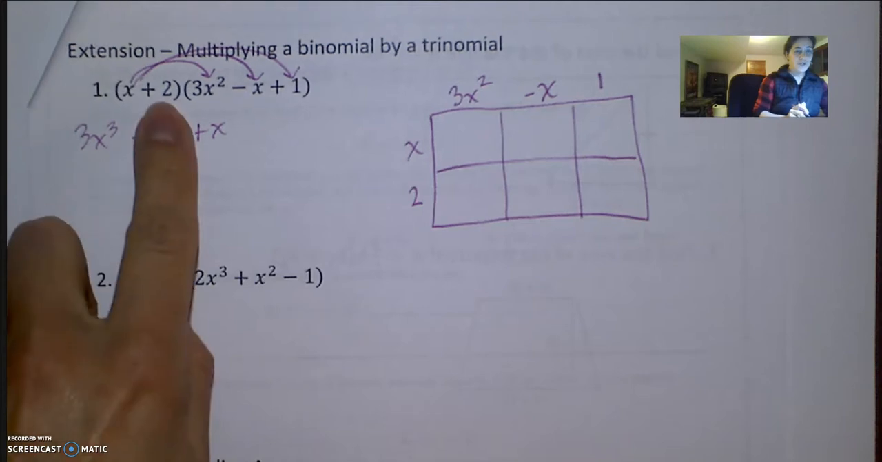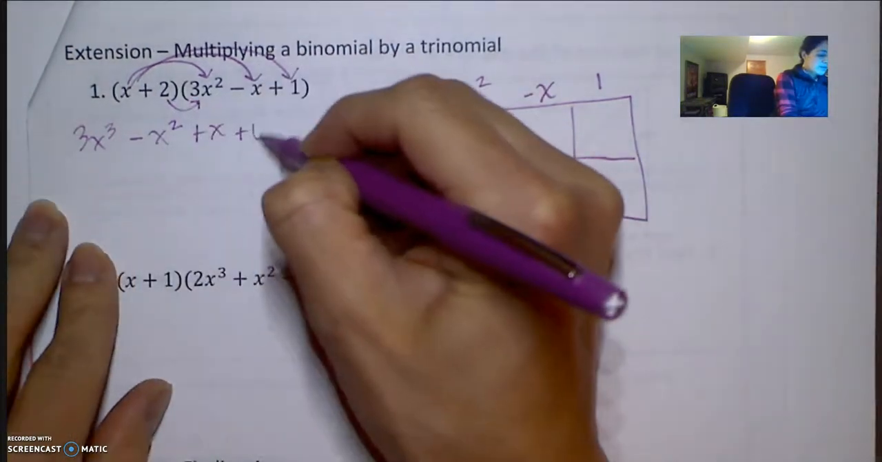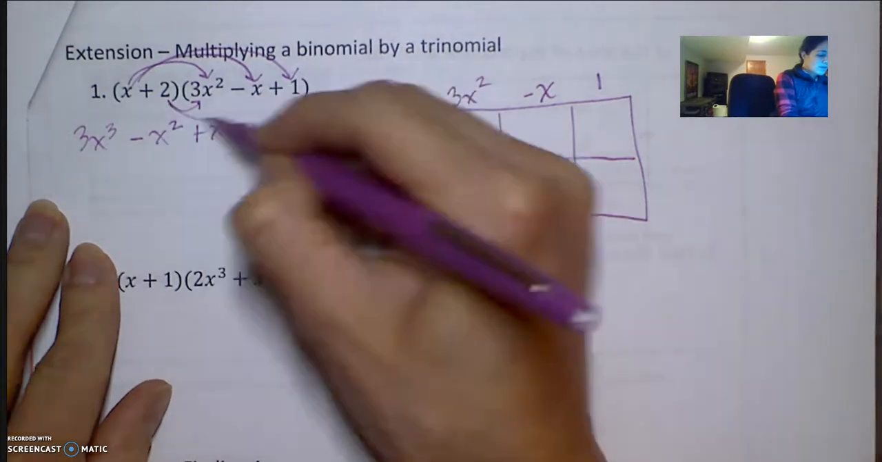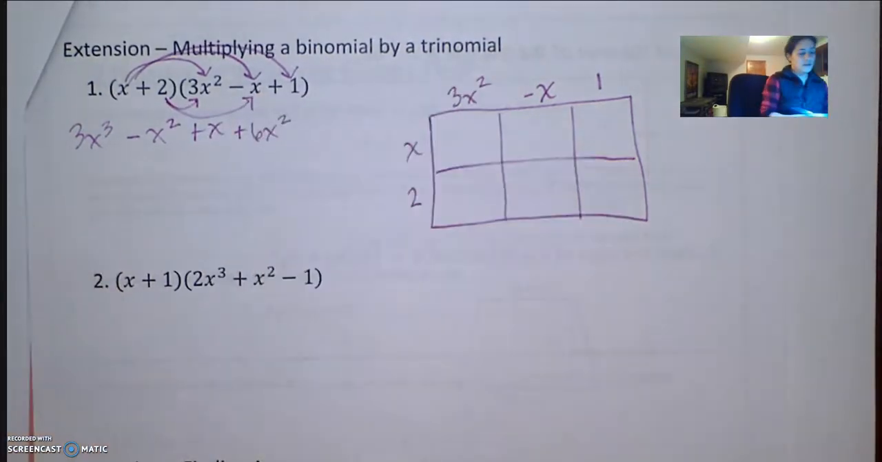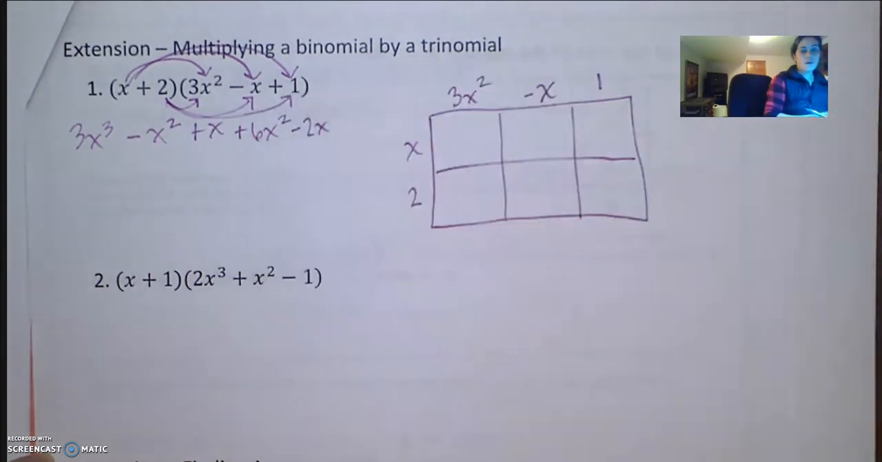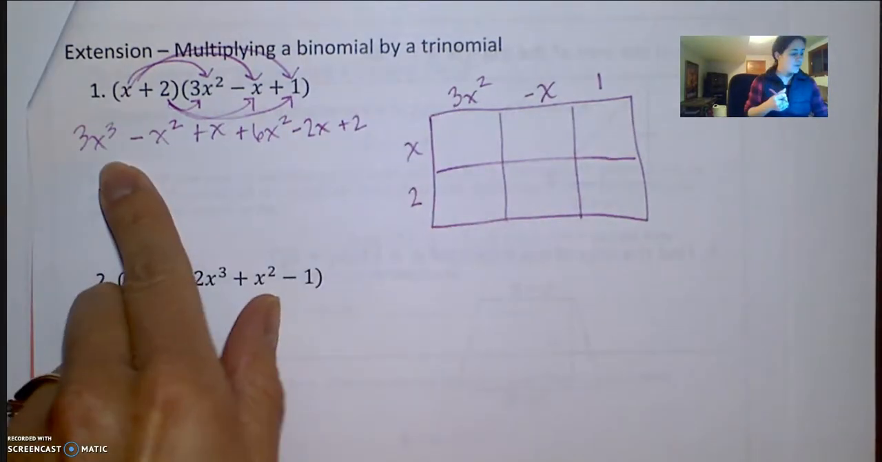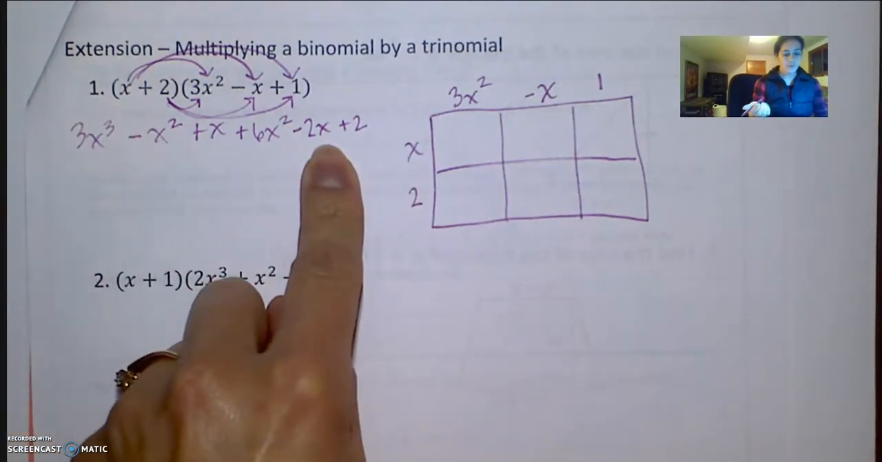Now, if you're still doing the distributive property, now you're going to distribute the 2. So that's plus 6x squared. Distribute the 2 to the minus x, so minus 2x. And then distribute the 2 to the plus 1, so you get plus 2. So this is what you would get if you are doing the distributive property or FOIL.